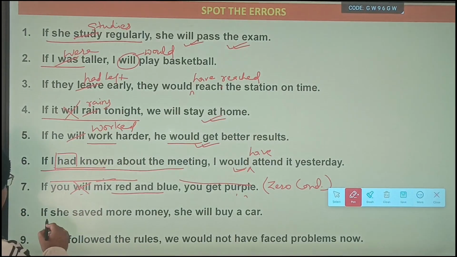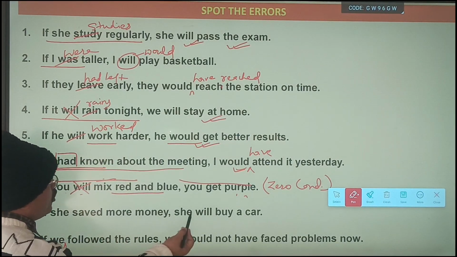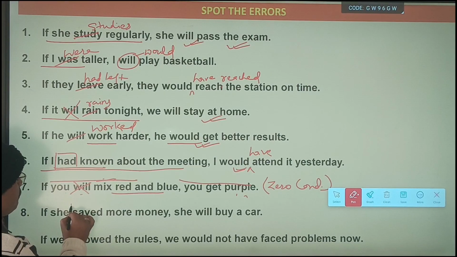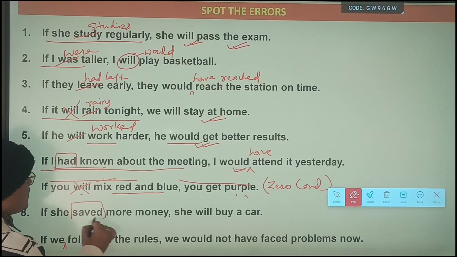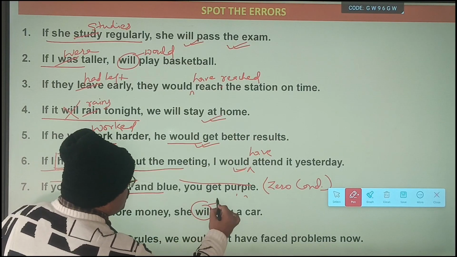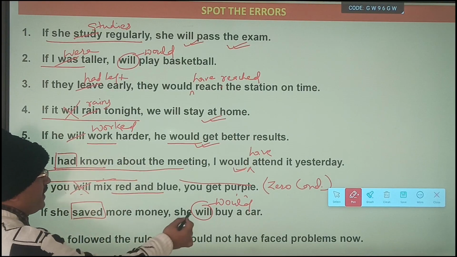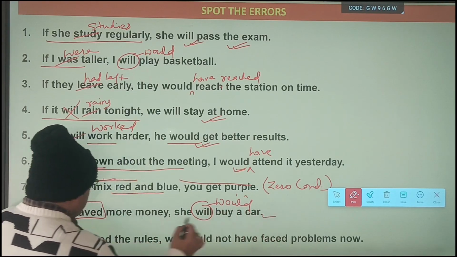Friends, now next we have, if she saved more money, she will buy a car. This is first conditional sentence in past tense, so will changes into would. Yes or no? If she saved more money, she would buy a car.